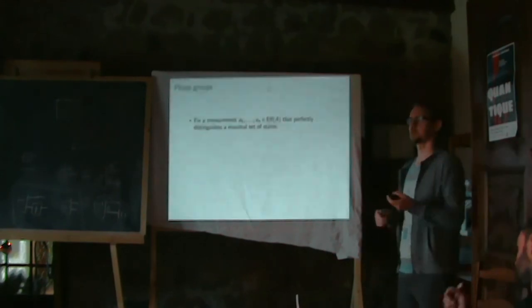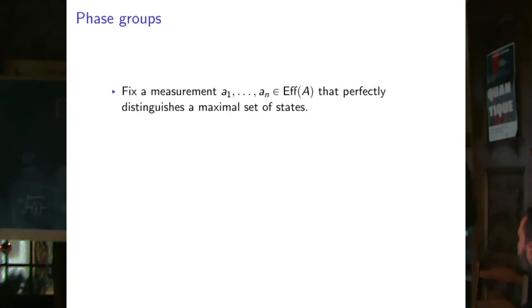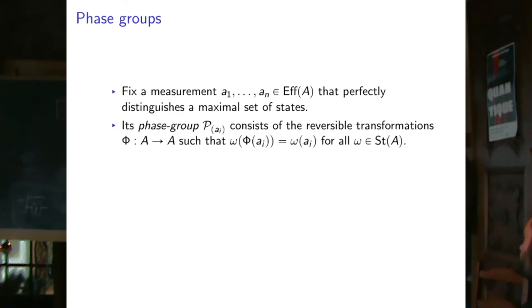Another thing you think about when you think about quantum theory is phases and phase groups. We can define what phases are in the GPT. If I fix some measurement that perfectly distinguishes a maximal set of states, then I can look at its phase group. This consists of all reversible transformations that do not affect any of the measurement outcomes. Whatever state the system is in, I get the same measurement outcomes whether I apply the reversible transformation or not.